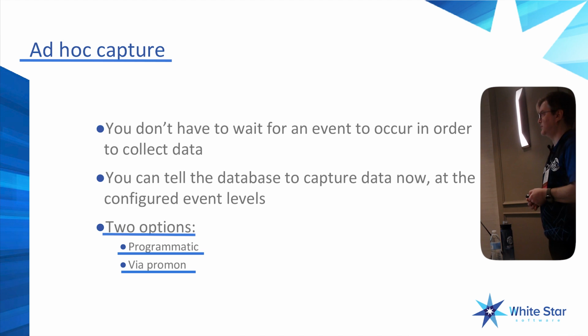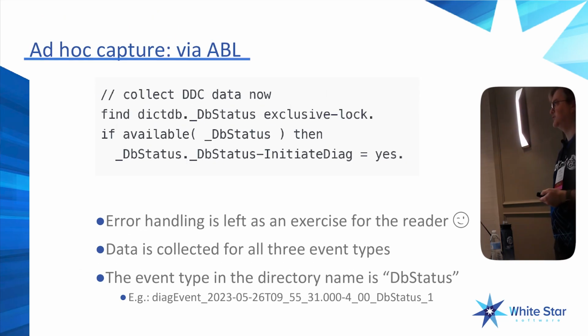So this is the code that you would run if you wanted to capture the data. There's a field in the DB status VST, a logical field. If you set it to yes, this DB status initiate diag, then that will capture data, and as we saw in the tracking file, the event type that's listed there will be DB status. As I said, it captures data for all three of the event types, and the DB status event type will be in the directory.